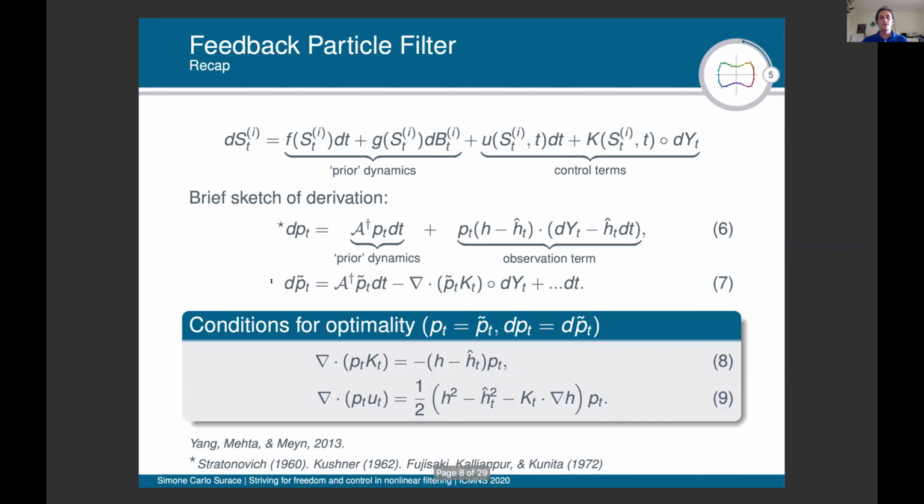And then what we do is we just match these two equations term by term, and we get conditions for optimality, which can be expressed as two PDEs for the two coefficients K and U, in terms of the nonlinear observation function H and its expectation. And I really want to focus a bit on these equations.